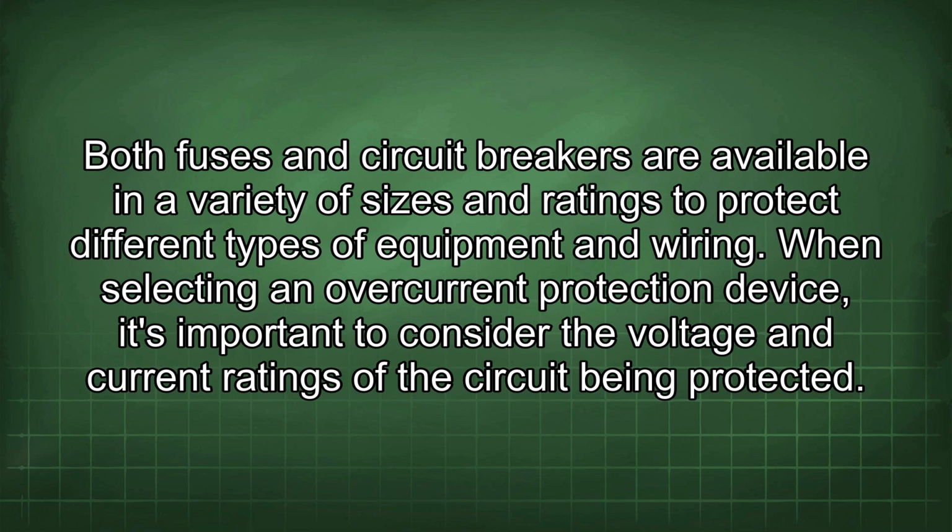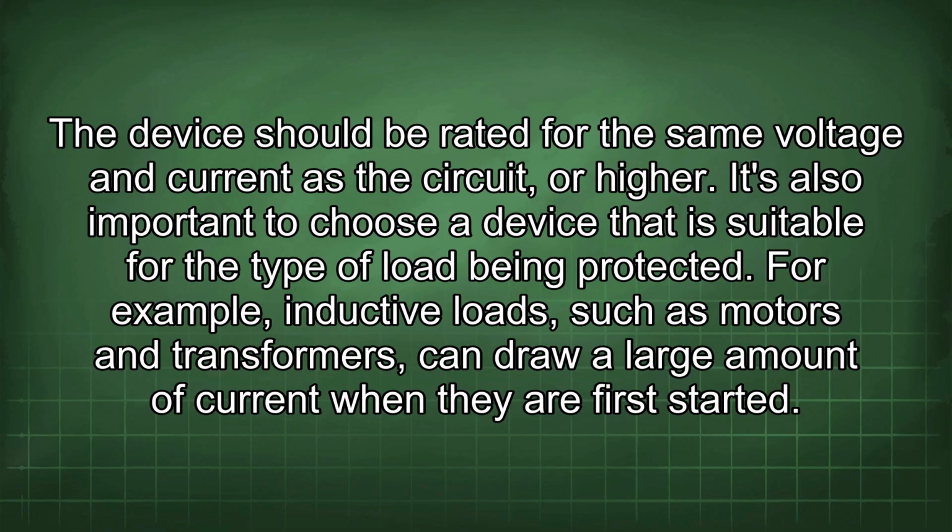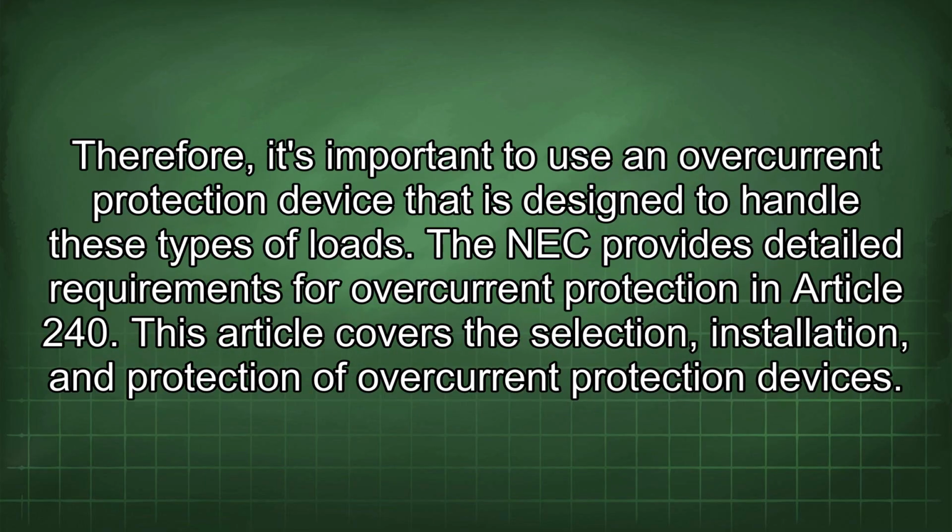and wiring. When selecting an overcurrent protection device, it's important to consider the voltage and current ratings of the circuit being protected. The device should be rated for the same voltage and current as the circuit, or higher. It's also important to choose a device that is suitable for the type of load being protected. For example, inductive loads, such as motors and transformers, can draw a large amount of current when they are first started. Therefore, it's important to use an overcurrent protection device that is designed to handle these types of loads.